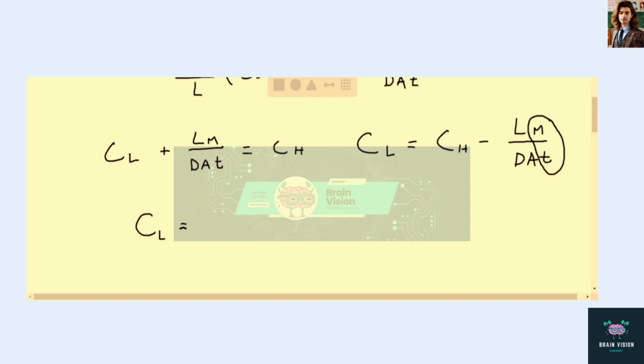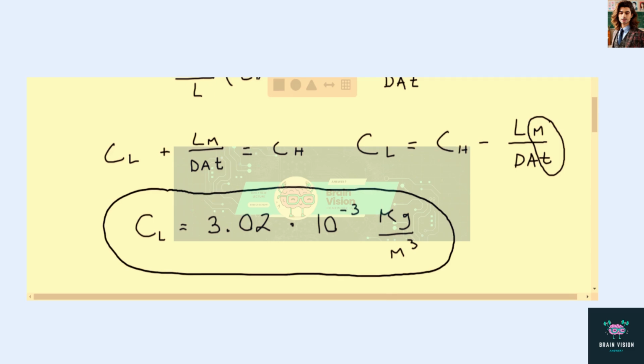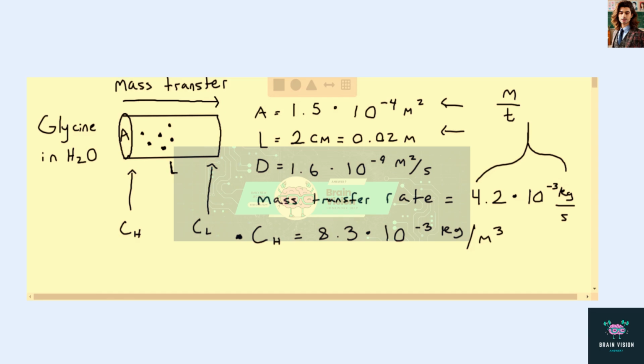So if we plug in all of those values, we will get that the concentration on the low end is equal to 3.02 times 10 to the minus 3 kilograms per meters cubed. So our concentration on the low end will have to be 3.02 times 10 to the minus 3 kilograms per meter cubed in order for us to have a mass transfer rate of 4.2 times 10 to the minus 3 kilograms per second, given that our high concentration is this right here.